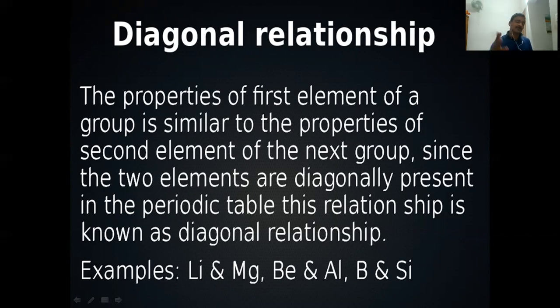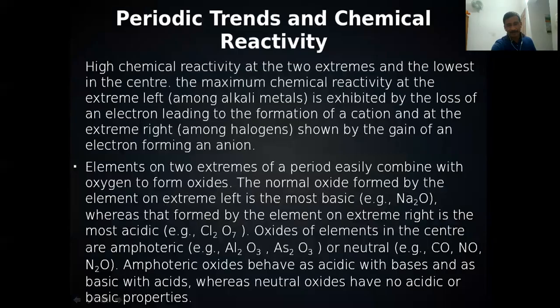What is the reason for this diagonal relationship? Because they have almost the same size, almost the same ionization enthalpy, almost the same electronegativity. Then the charge to radius ratio is also equal. Because of these things, they are showing diagonal relationship.